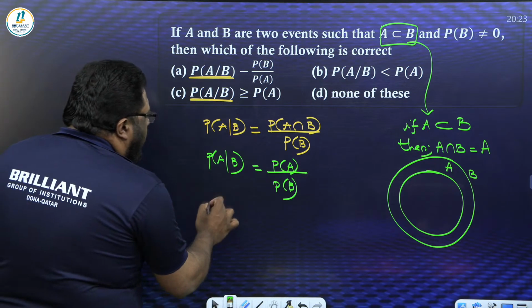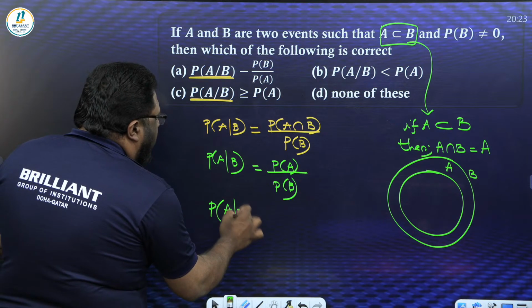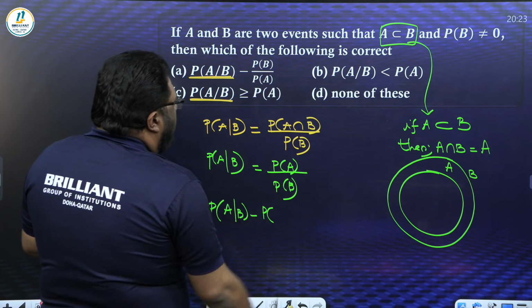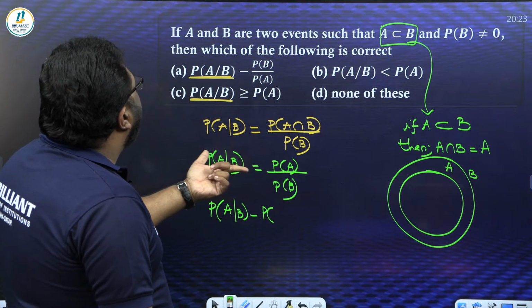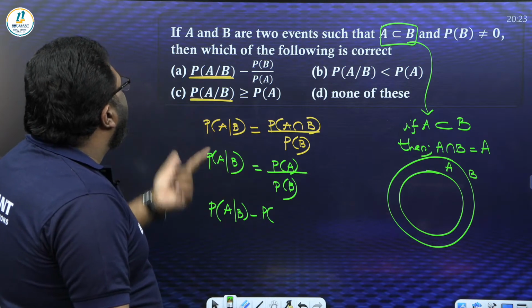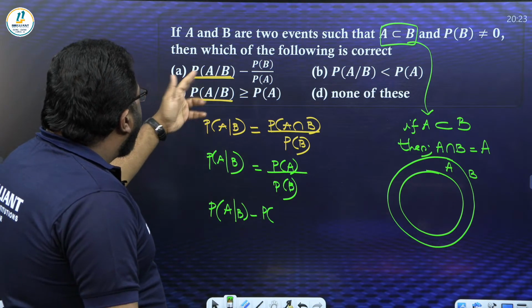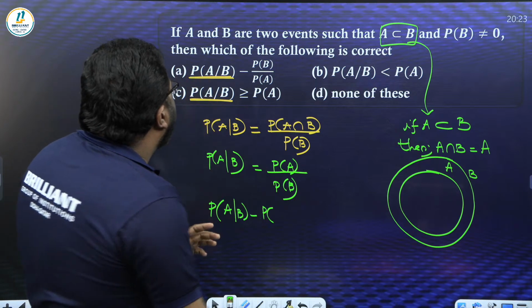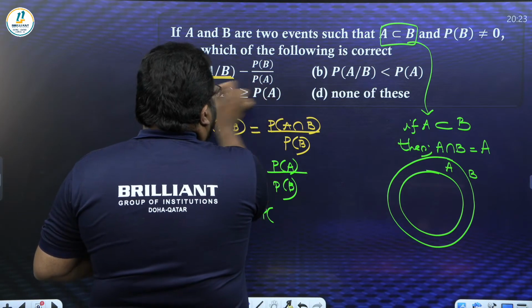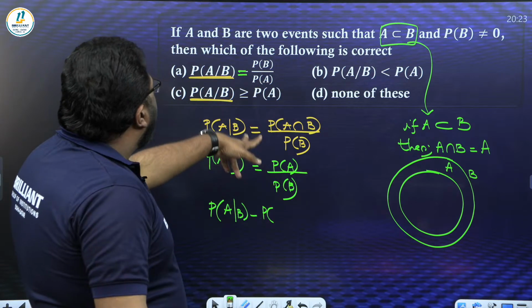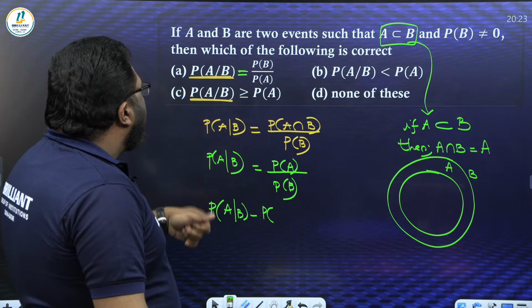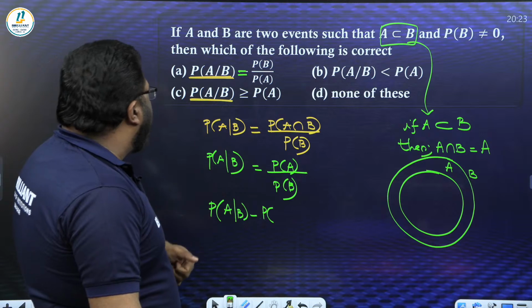So what happens if I take that to the left side? No options are matching for us. P of B is not equal to 0. Then which of the following is correct? But that's not the answer we got. It's A subset of B, so it will be P of A by P of B.